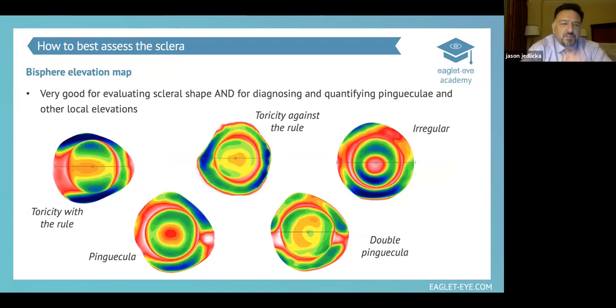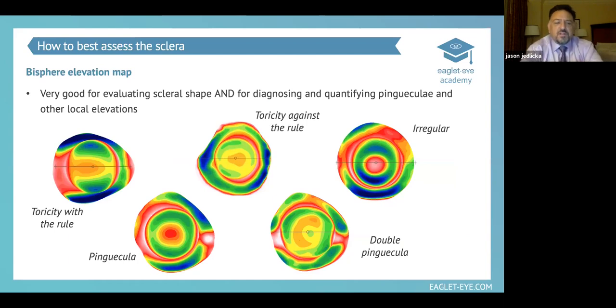When we look at a bisphere elevation map, we want to recognize that the red areas are more elevated, they're closer to us, and so these red areas, because they're higher, the shape change is slower, and so these are actually the flatter areas of curvature change, but they're higher areas of elevation.